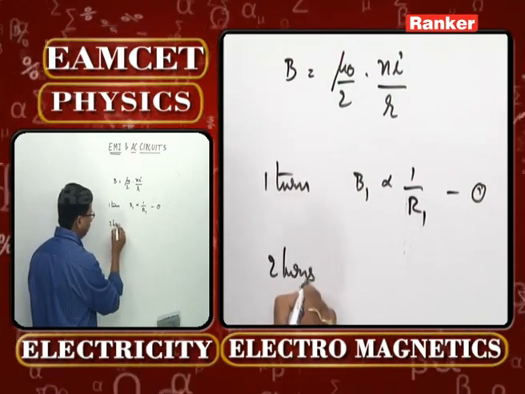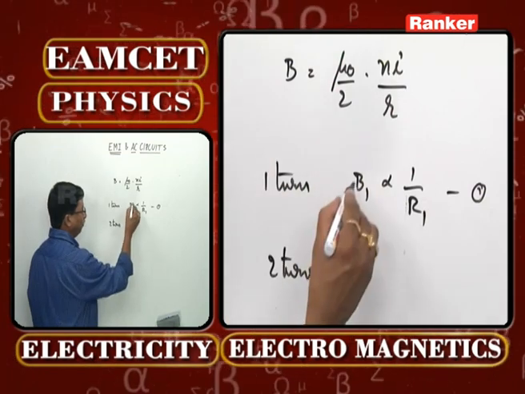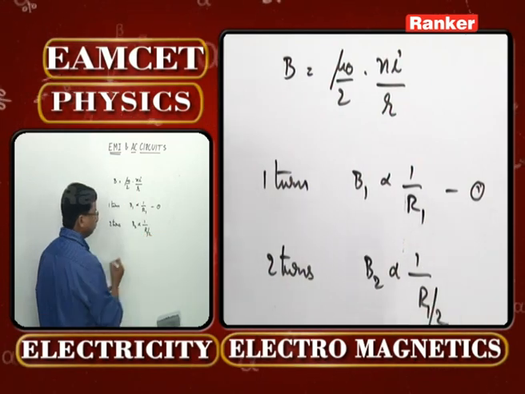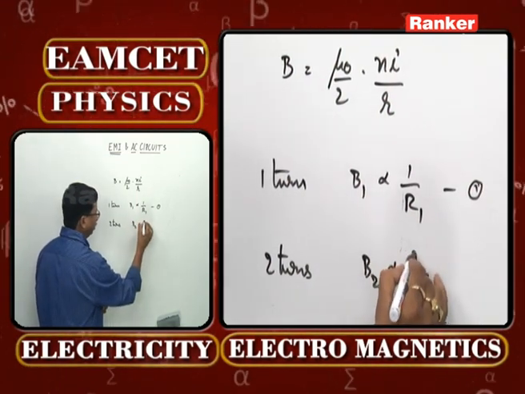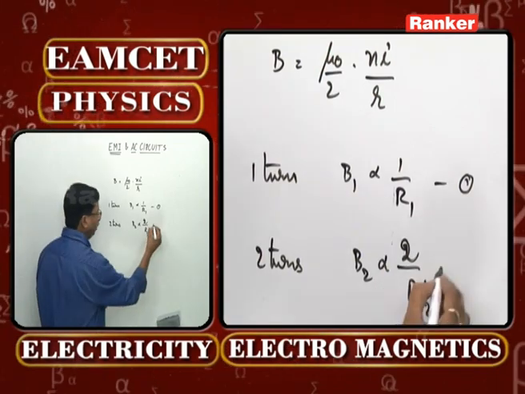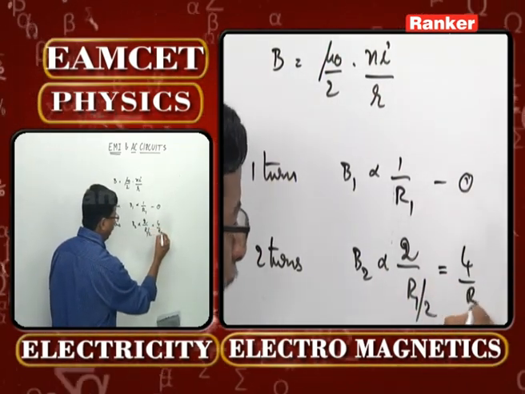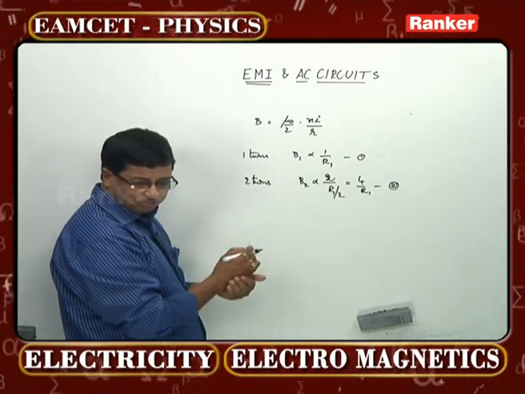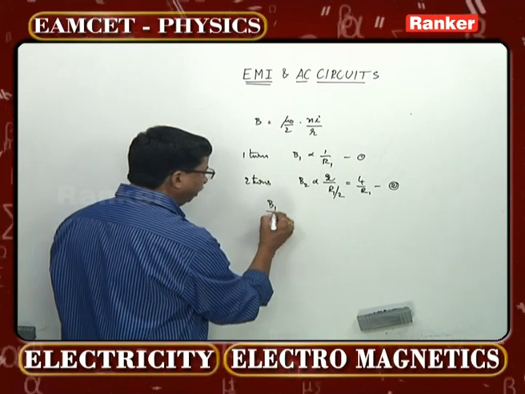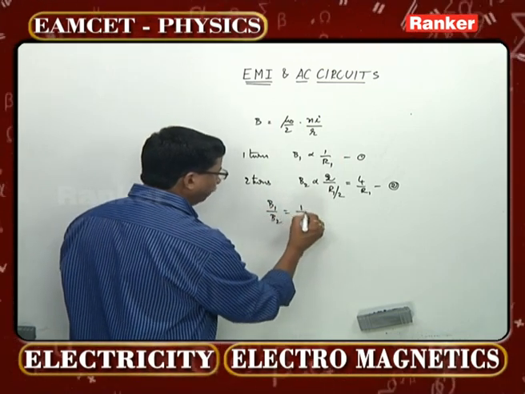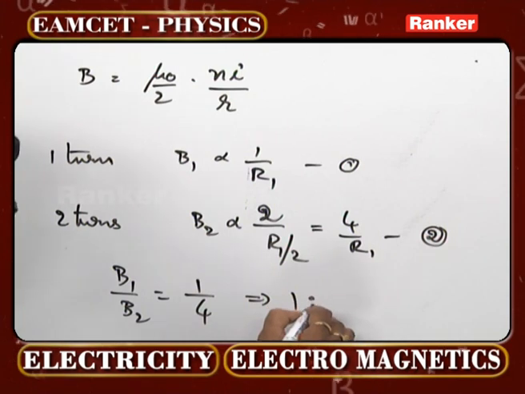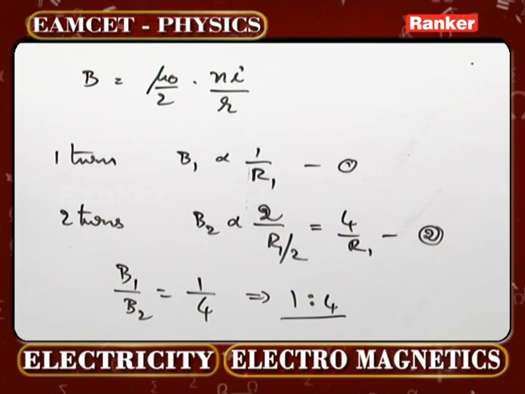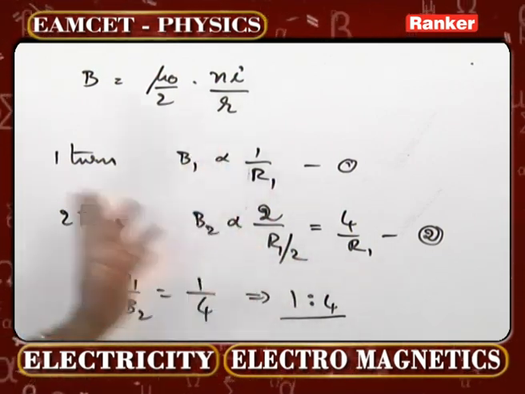Simple logic you can all understand. When we have 2 turns, R automatically becomes R by 2. And the number of turns will now be 2. So, what will this value now be? 4 by R1 you will be getting. So, what is the ratio is the question he is asking you. So, what will now be B1 by B2? It will definitely be 1 by 4, that is 1:4, that should be the ratio. So, 1:4 means what you should understand? The third option is going to be correct for that.